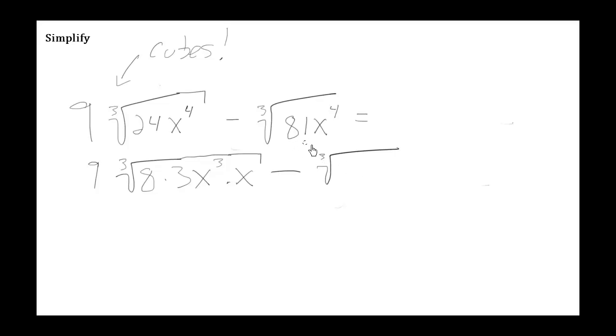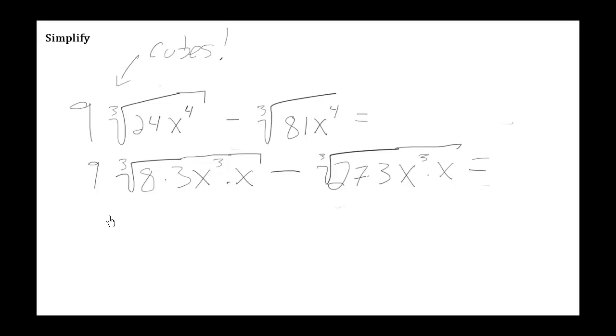I got 81, so be careful. It's cube roots, so don't do 9 and 9. Those are squares. We need a cube in there. And that cube is 27 times 3. Same thing, x to the 4th. I'm going to rewrite that as x cubed times x. Perfect cubes, leftover stuff, etc.